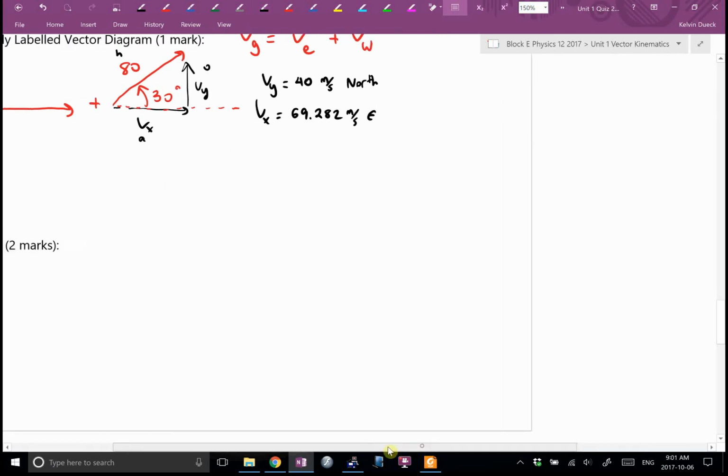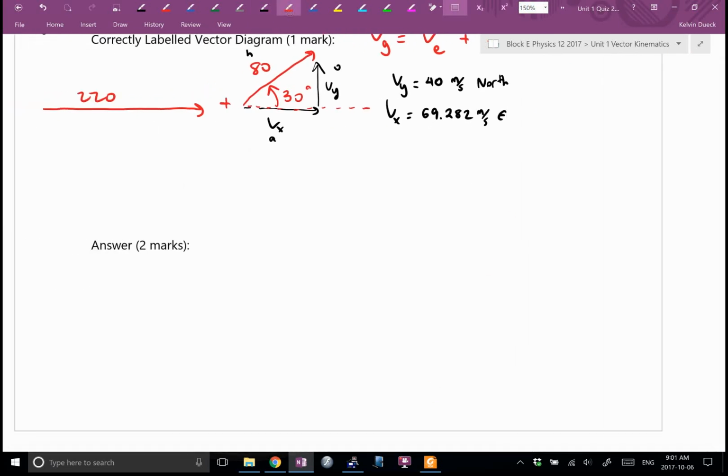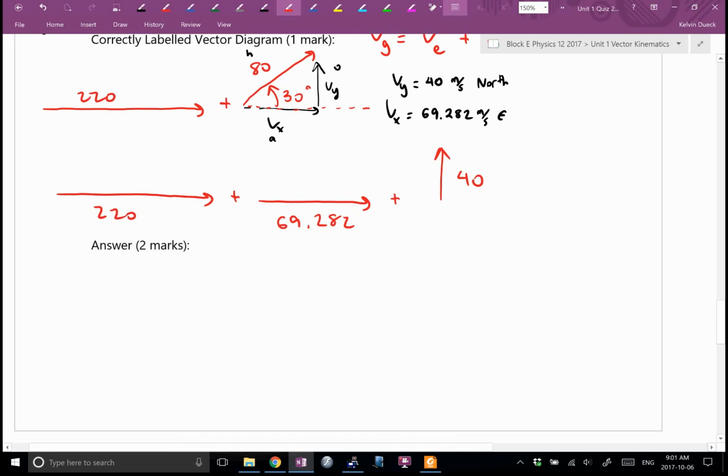So here's what I really have: 220 plus 69.282 plus 40. That's what that question really is. Why is that a much nicer version of the above question? What can I do with the two east vectors? Just add them. Well, I'd go winner minus loser, but they're both winners. What if that 69.282 was pointed in the opposite direction? Then I'd go winner minus loser. So really what I have is this.